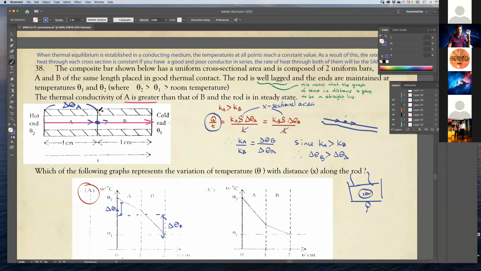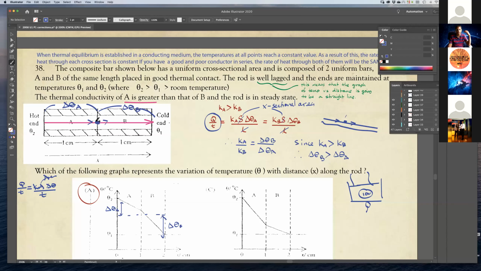And I'm calling the temperature difference from here to here delta theta B. That's the temperature difference across here. This is element B. And we know the conductivity equation that says that Q over T is equal to K, A is area, into delta theta over T. This is the conductivity equation.